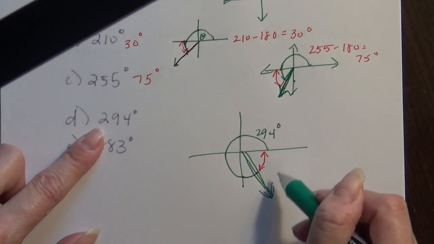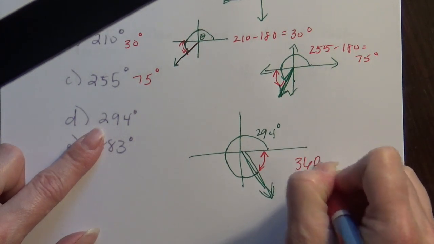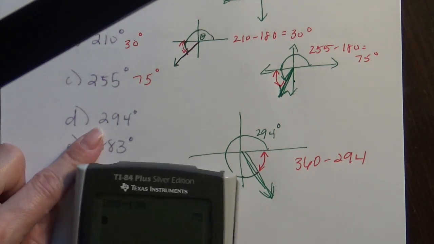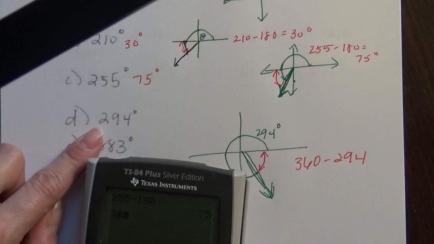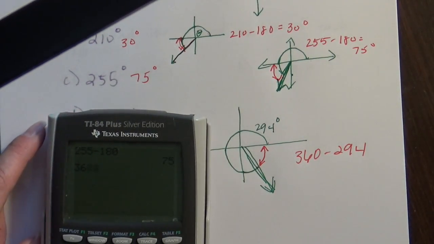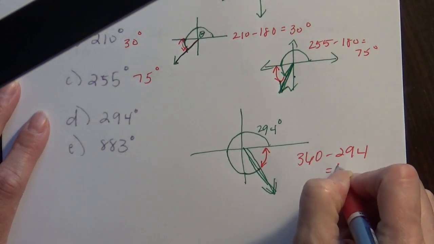So if we do the complete circle, 360 minus 294, that's going to give us a difference of how much? I don't know if you can see that, but I'm just punching it in. 360 minus 294 is 66 degrees. So my reference angle is 66 degrees.